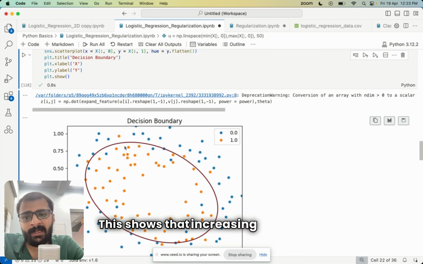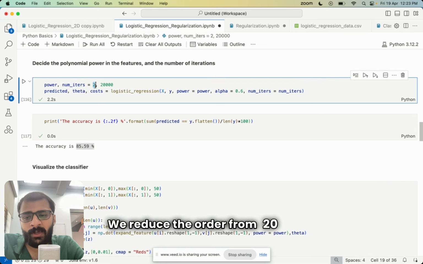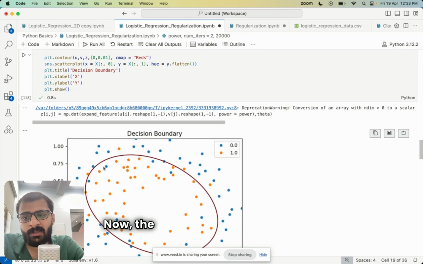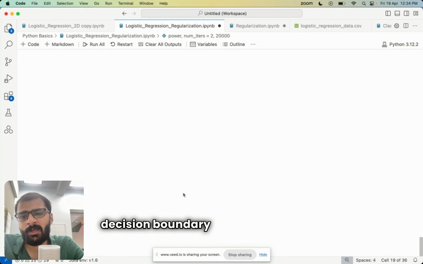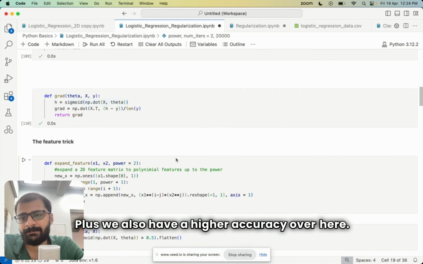This shows that increasing the order of the features also leads to overfitting. Now we reduce the order, correct? We reduce the order from 20 to 2, and we have reduced the problem of overfitting. Now the decision boundary does not unnecessarily try to fit this point. This is very similar to the decision boundary which we got here. Plus, we also have a higher accuracy over here.